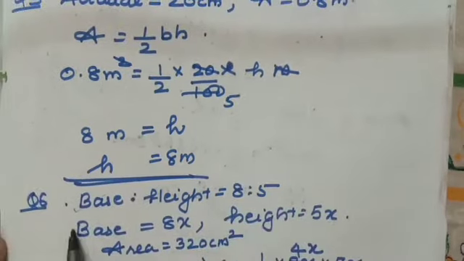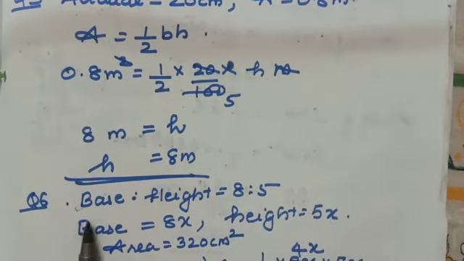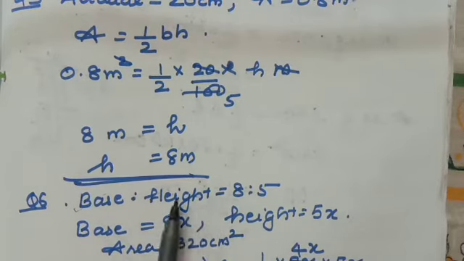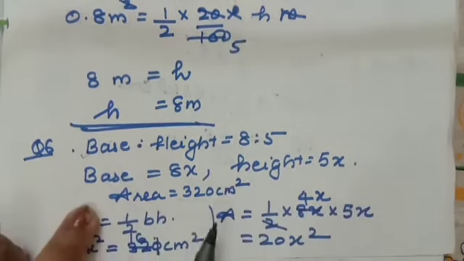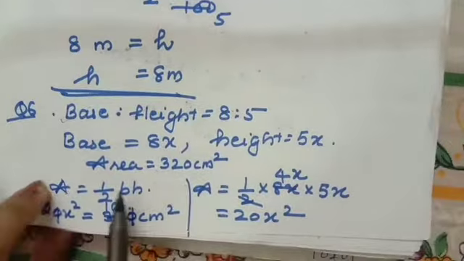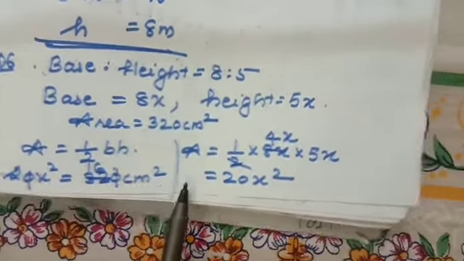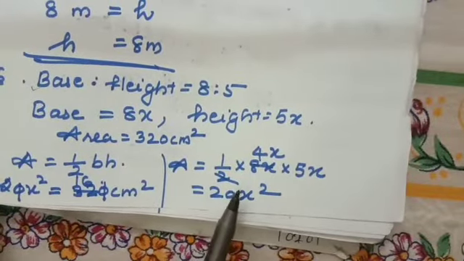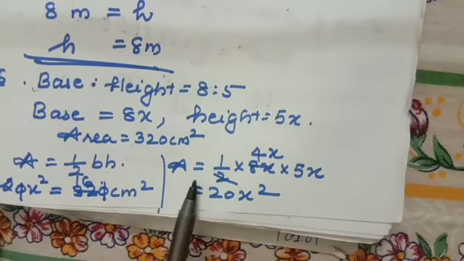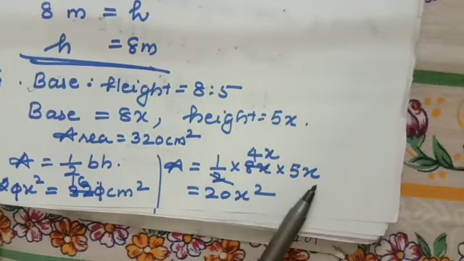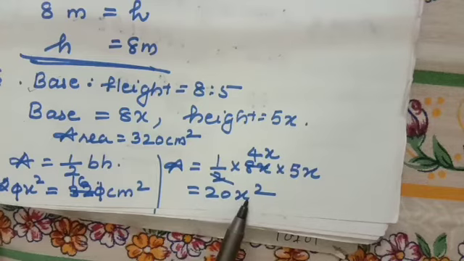Okay. Now question number 6, the base and height of the triangle are in ratio 8:5. Then base equal to 8x and height equal to 5x. Area 320 centimeter square given. Put it in the formula, area equal to half base into height. You will get 20x square.